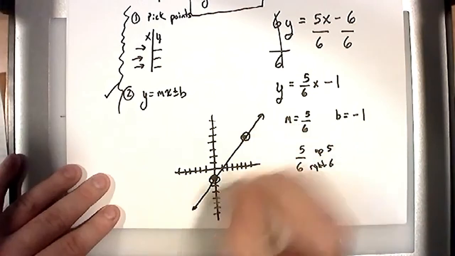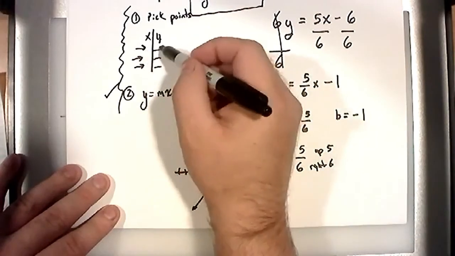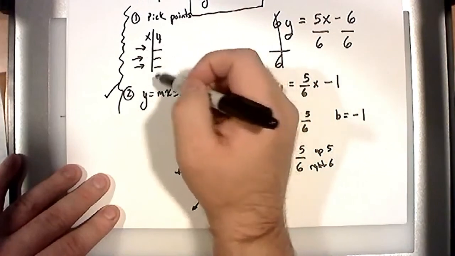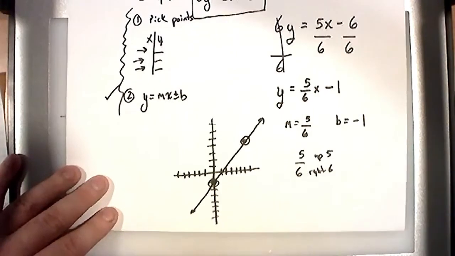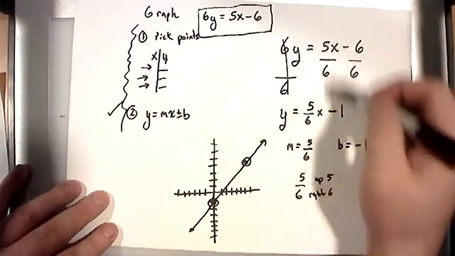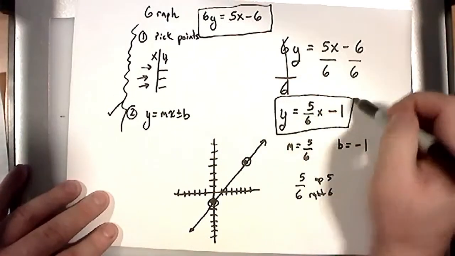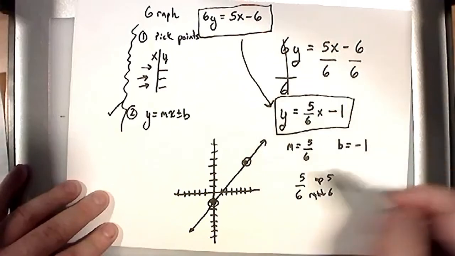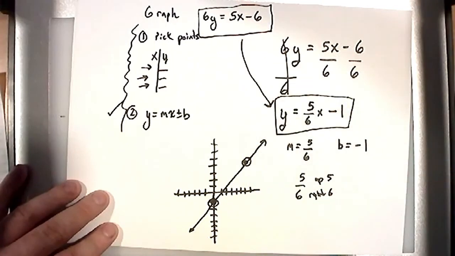So rather than having to go through the table method where you pick an x, plug it in, see what the y is, and repeat, if you can take an equation that's not y equals mx plus b, get it into y equals mx plus b, then you just graph it like normal. And that's the idea. That's the point, y'all.